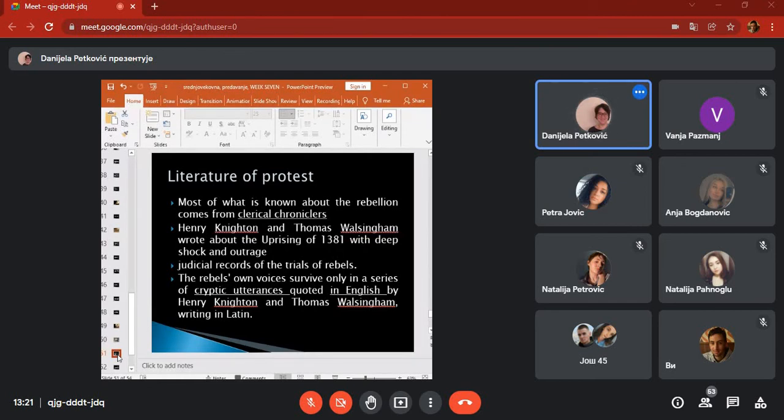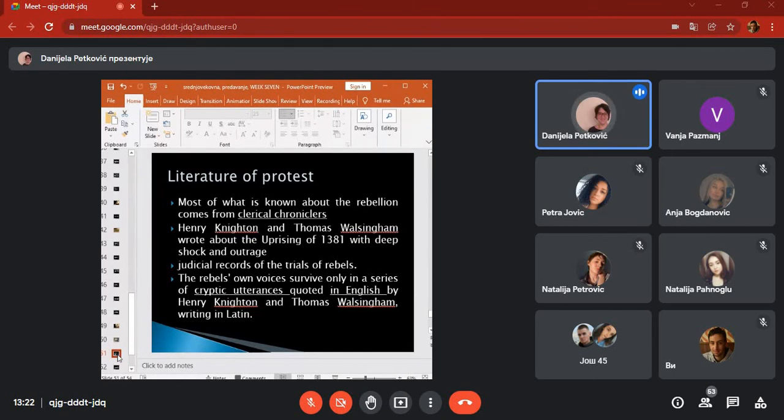destroyed the notion that the three states live in harmony and in unity and so on, and it smashed the illusion that these people were happy with their condition and that they were incapable of organized revolt. So it was quite shocking to them to learn that their own privileged position was quite fragile. The rebels' own voices, however, survive only in a series of cryptic utterances.